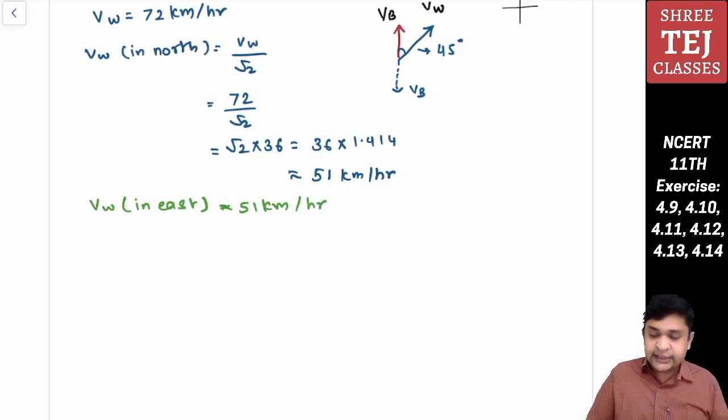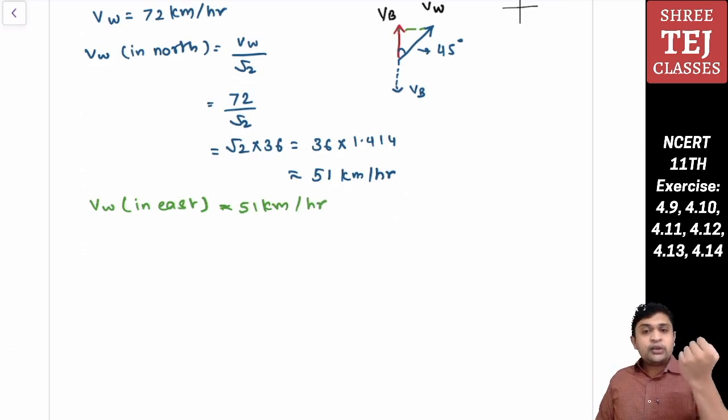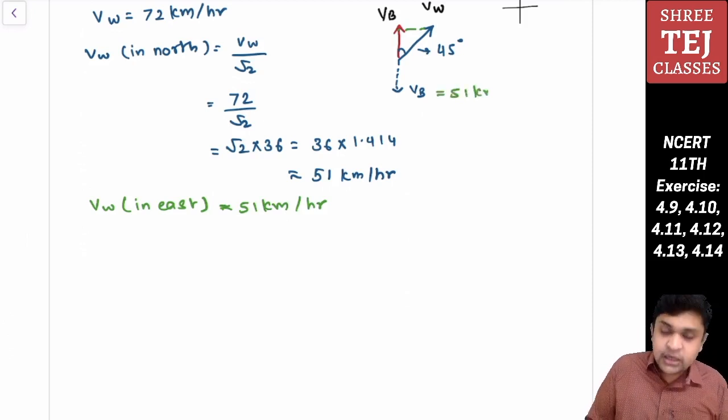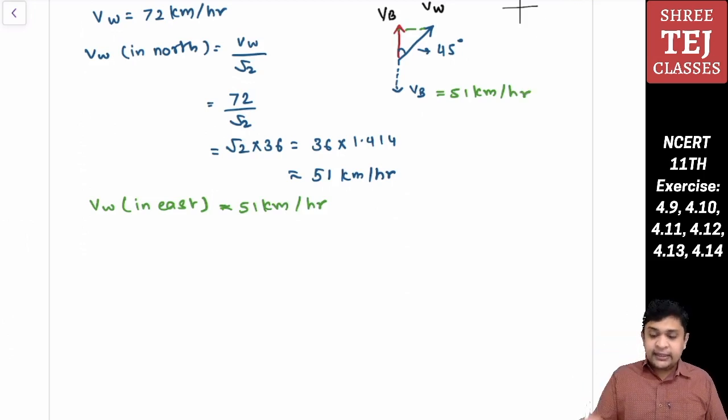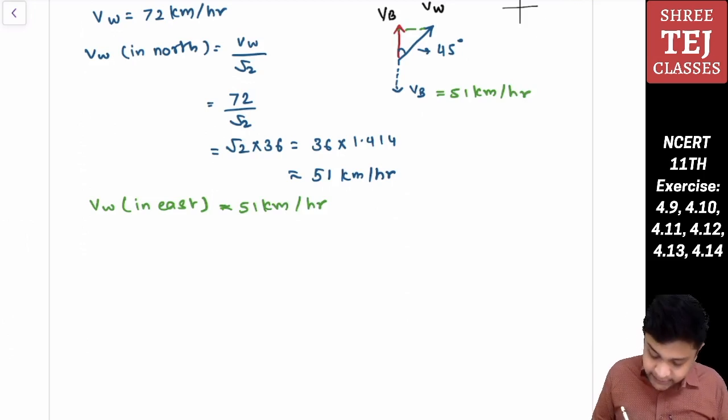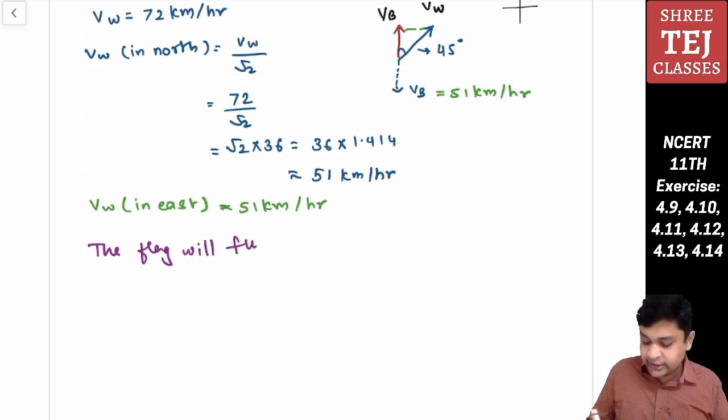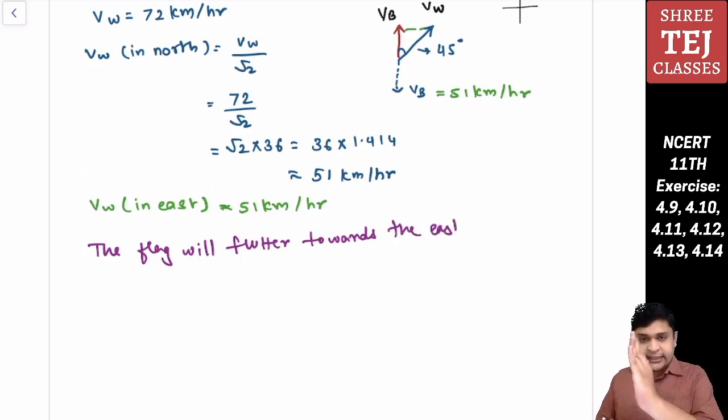Now because of the moving of the boat, the extra wind experienced is towards the south, and its magnitude is also 51 kilometer per hour. So after the boat has started moving, the net wind experienced would only be towards the east. So the flag will flutter towards the east, because the original wind is northeast. The original wind's north component will be cancelled out by the movement of the boat towards the north. So only the east component will remain. Therefore, the flag will flutter towards the east.